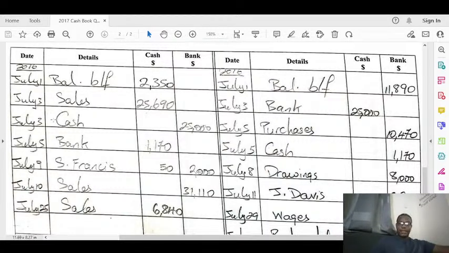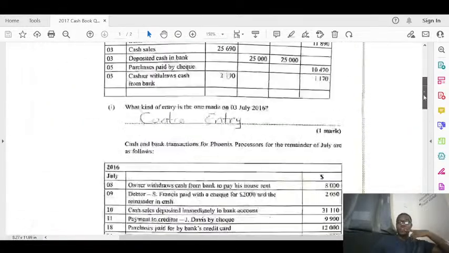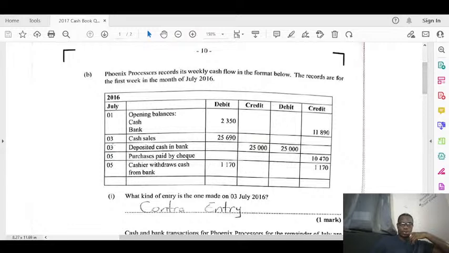So the next transaction, July 3, right, which is the contra entry. See it here? This one. That's the contra entry transaction, right? Deposited cash in bank. Now, watch this now, guys. Anytime you see a contra entry, you have to be careful. You have to be careful not to get mixed up or to get confused, right?